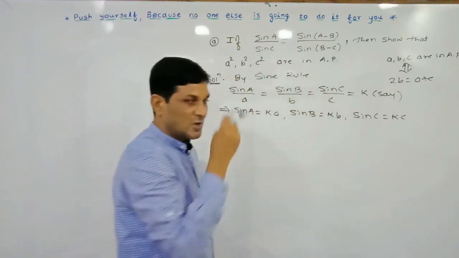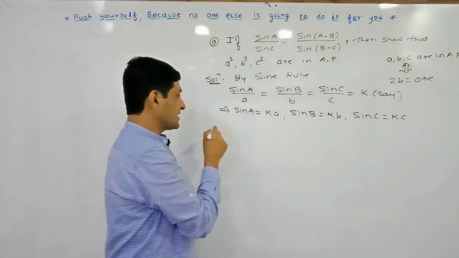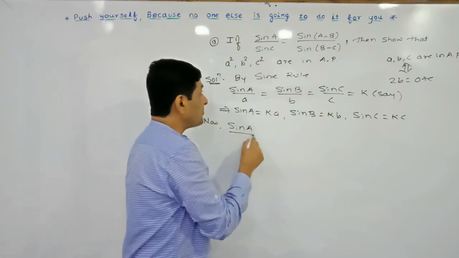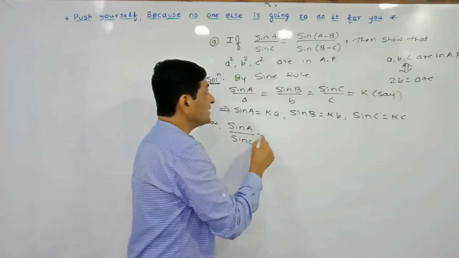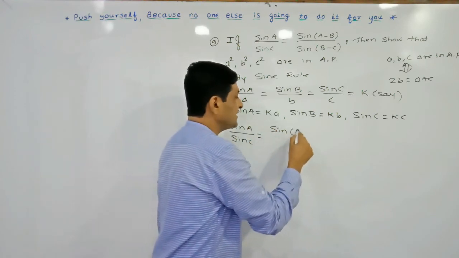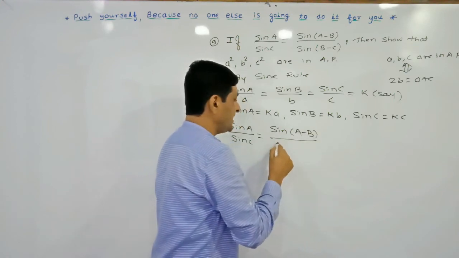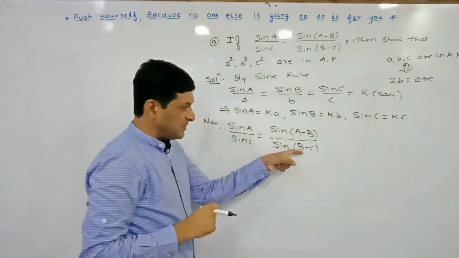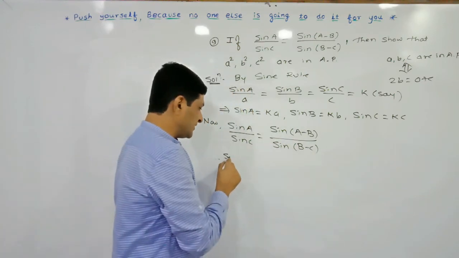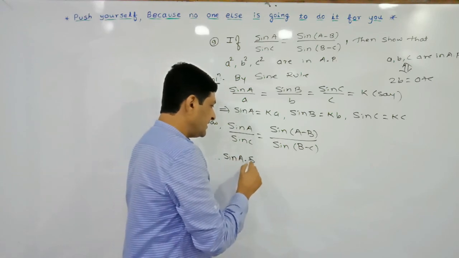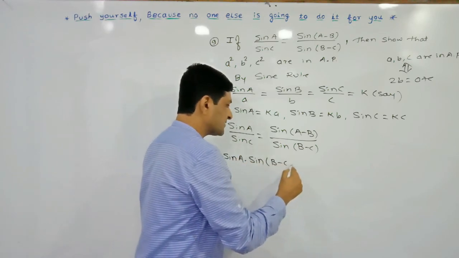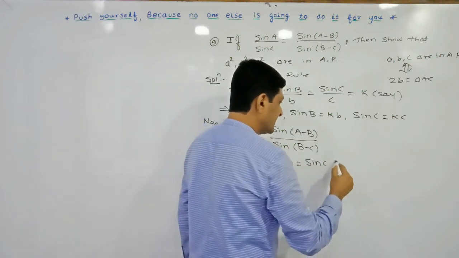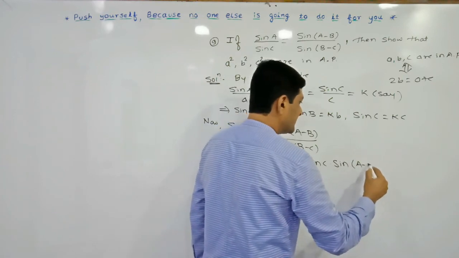All these values we have got by applying the sine rule. Now we consider the given expression: sin A upon sin C is equal to sin(A minus B) divided by sin(B minus C). Therefore sin(B minus C) gets multiplied on this side, so we get sin A into sin(B minus C) is equal to sin C into sin(A minus B).